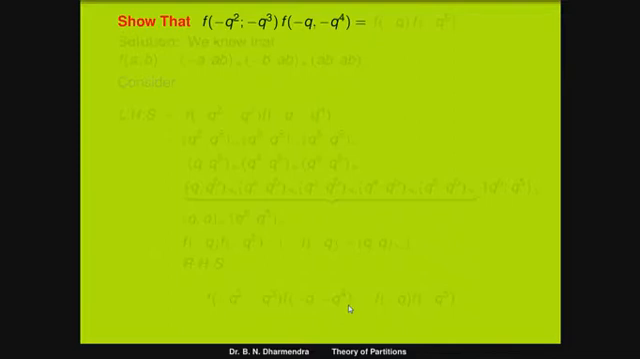The preliminary result is: f(minus q squared, minus q cubed) into f(minus q to the power of 4). We can observe the power of q here, q squared and q cubed. When I multiply the terms a and b, here we take a as minus q squared and b as minus q cubed. Since the base is the same, we can add the powers: 2 plus 3 is 5.